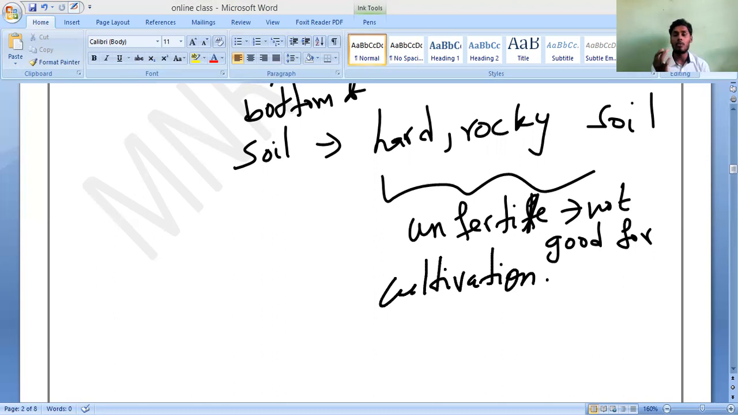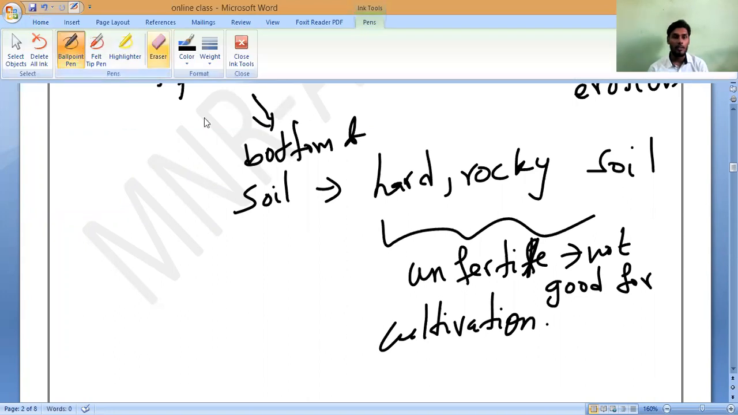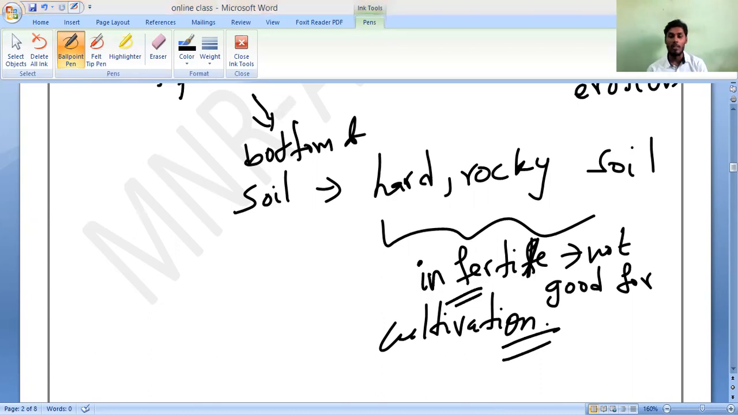So that is the third reason. If there are no plants, what is the third consequence of deforestation? Soil erosion will take place. That is what we are studying. Understand, Shruti? If the topsoil, which is very fertile in nature, is removed, it will become infertile. The topsoil will be removed so that we get the hard and rocky soil present below, so the soil will become infertile, which is not good for cultivation.